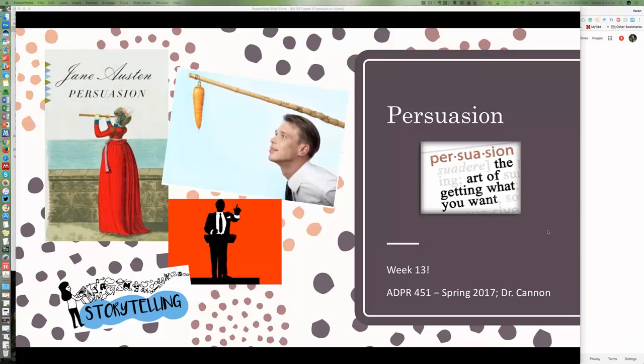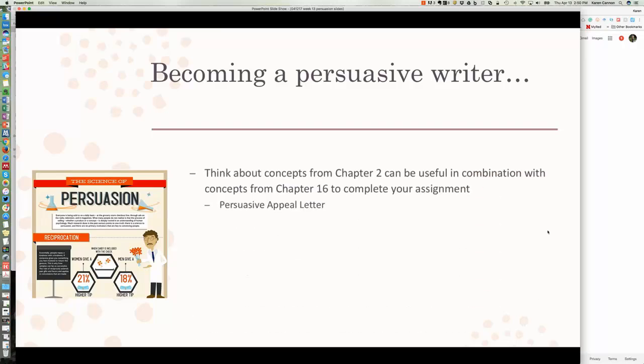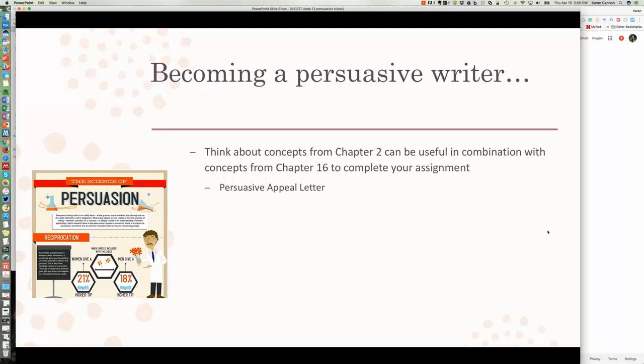So I want to set you up with some of the important things to think about in combining the two readings that you had. You had chapter 2, which was becoming a persuasive writer, and then part of chapter 16, and I would really just go ahead and read the whole chapter 16 to get the whole sense of things. It's about the direct mail piece, because that's what your assignment is for this week. So it's a persuasive appeal letter. Like I said, we'll talk more about that towards the end of the slides here.